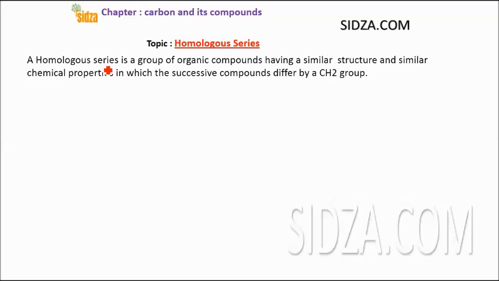A homologous series is a group of organic compounds having similar structure and similar chemical properties, in which the successive compounds differ by a CH2 group. Means these are different compounds having similar structure and similar chemical properties, and they differ by CH2 groups. The different members differ by a CH2 group.